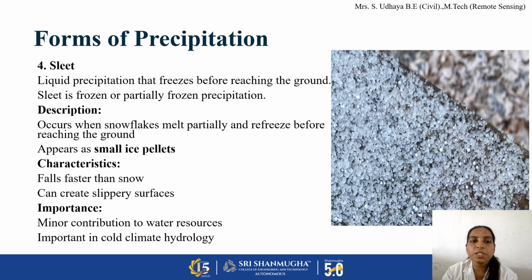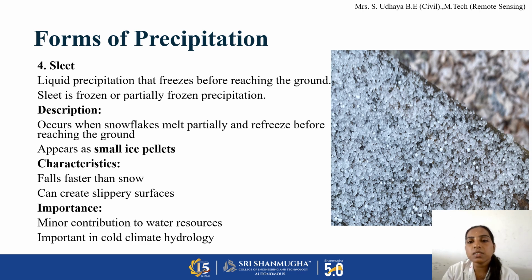The next form of precipitation is sleet. Sleet looks like sugar crystals. It is a liquid precipitation initially in the atmosphere, but when it reaches near the ground, it freezes and forms sugar-like crystals. Okay, sleet is a frozen or partially frozen precipitation. So it's small in size, small sugar crystal size.